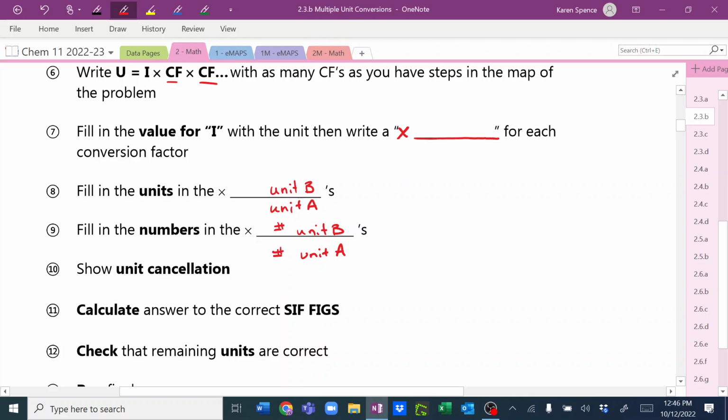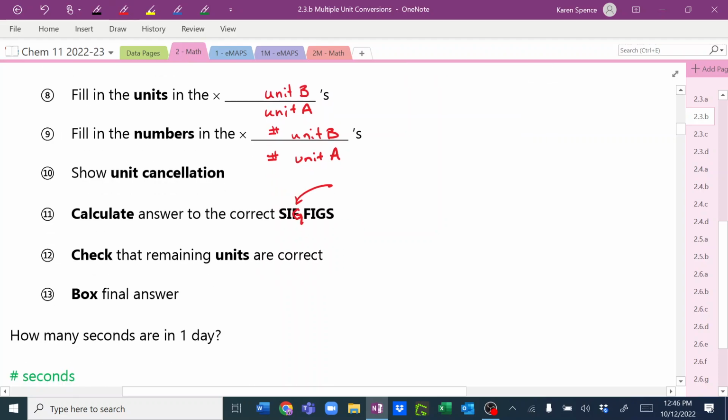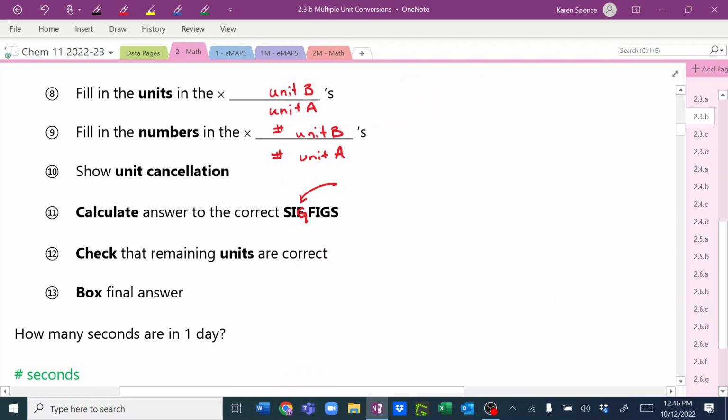You'll show your unit cancellation. Ooh, the sig figs. That should be a G, obviously. Sig figs. Check that your remaining units are correct. Okay, so you're going to show your unit cancellation. That way you'll know, did everything cancel out the way it should? And finally, you are going to box your final answer.